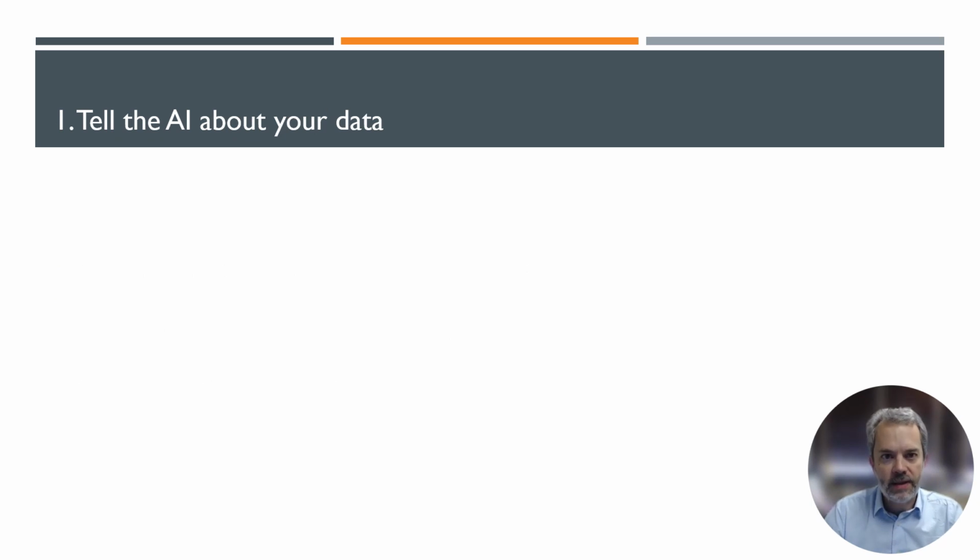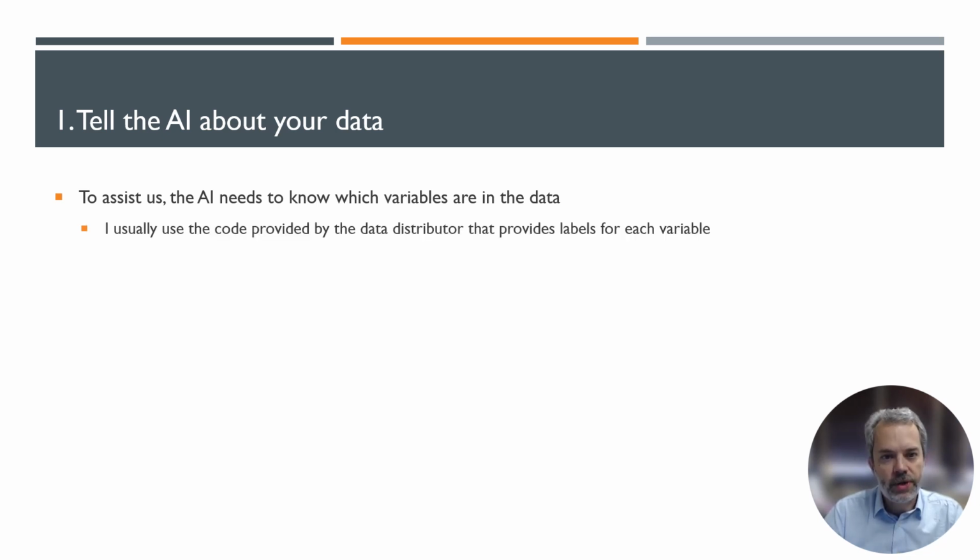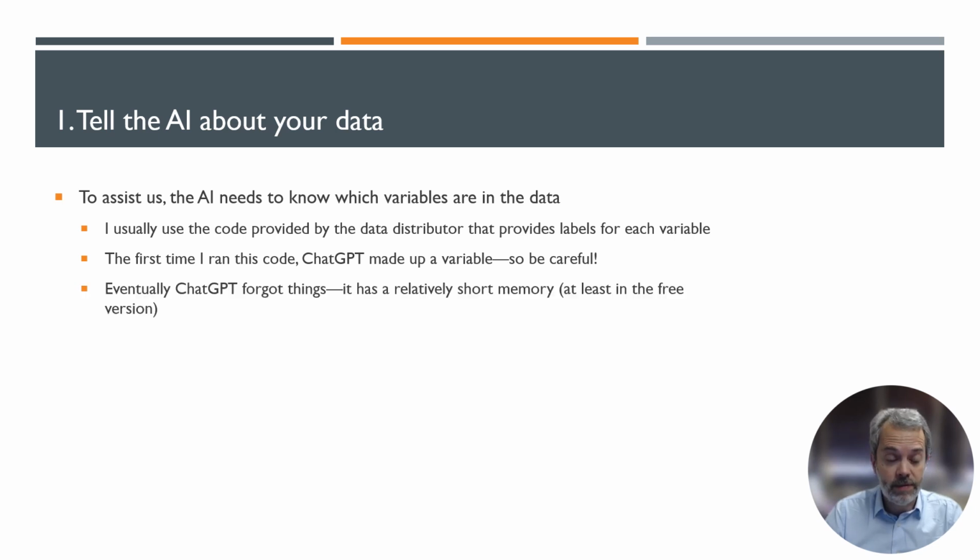Now that we have data, let's have the AI help us with it. We need to tell the AI which variables are in the data and what those variables are. The import code for your data is often a good place to start for telling ChatGPT what's available. But it can still make things up. The first time I ran this code, it made up a variable. It sounded great, but it was not very helpful.